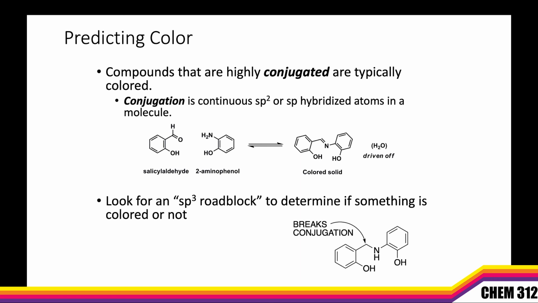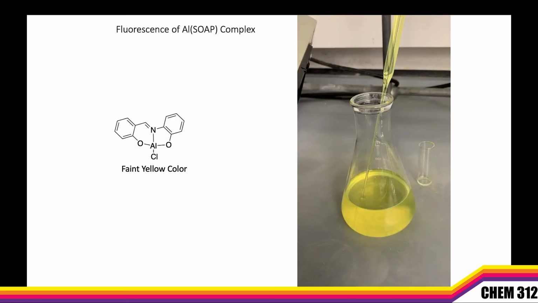In the experiment, what we actually saw was a process called fluorescence, which is a little bit different than just having a color. Fluorescence is harder to predict. That's not something we're really going into in this class, but the idea of fluorescence is that a compound is emitting a wavelength that is different than the light that is being absorbed. In our case, we made this aluminum complex by mixing aluminum with our imine. Under normal light, this is what it looks like. It has this faint pale yellow color.